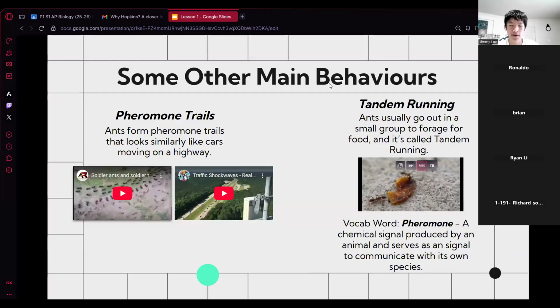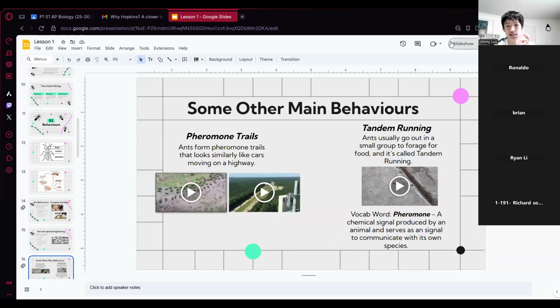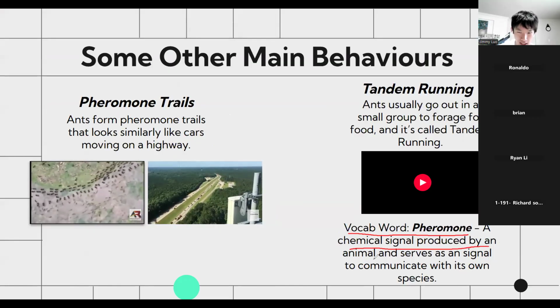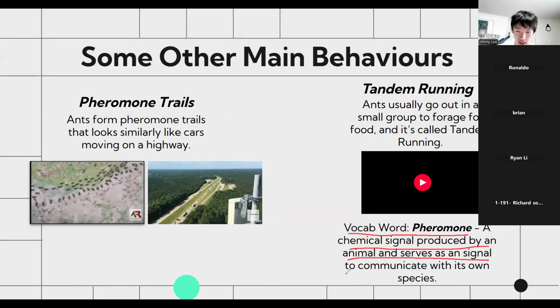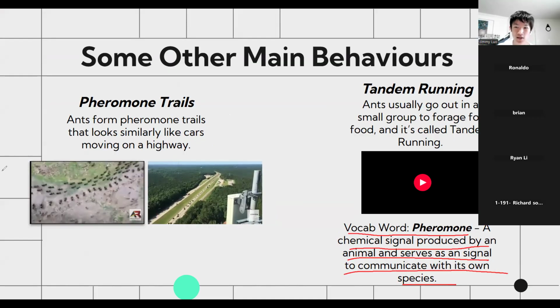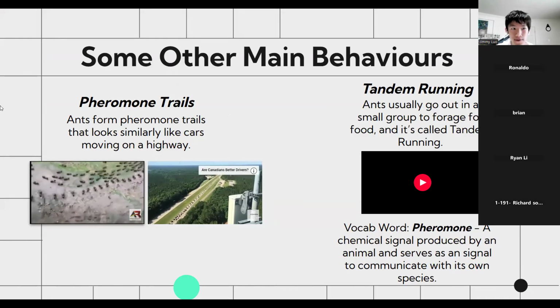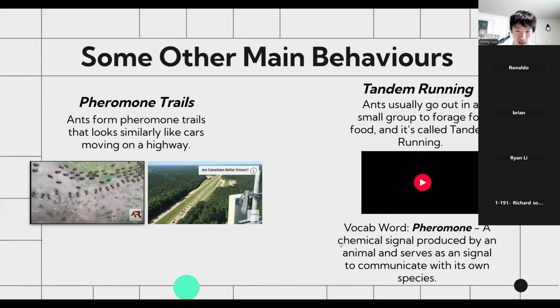All right, we have one vocab word in this entire slide, and it's called pheromone. So everyone, remember what pheromone means. It means a chemical signal produced by an animal, and it serves as a signal to communicate with its own species. So it's a lot of words, but don't worry because I am here to break down these words for you guys. So pheromone, a chemical signal, right?